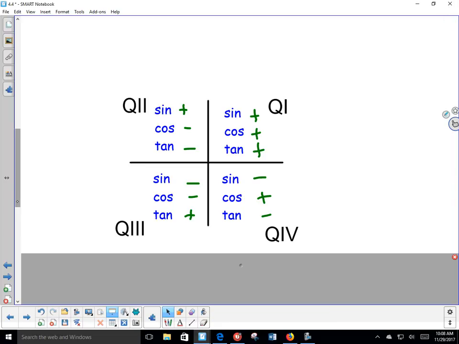Pardon me? What page in the book is that? Is it 313? Yes, it is. Off to the side there. Are we okay with this?